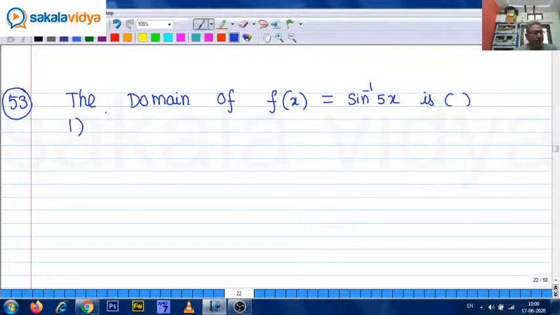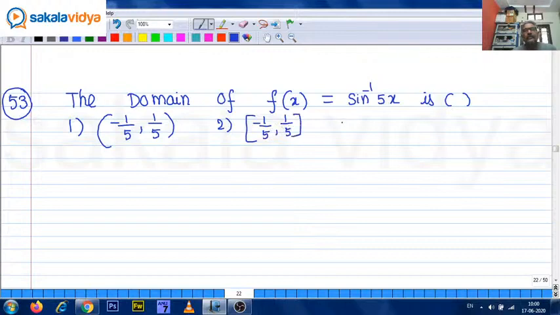First one, minus 1 upon 5 comma 1 upon 5. Second, minus 1 upon 5 comma 1 upon 5, both sides closed. Third one, closed minus 1 comma 1. Fourth one, minus pi by 2 comma pi by 2.